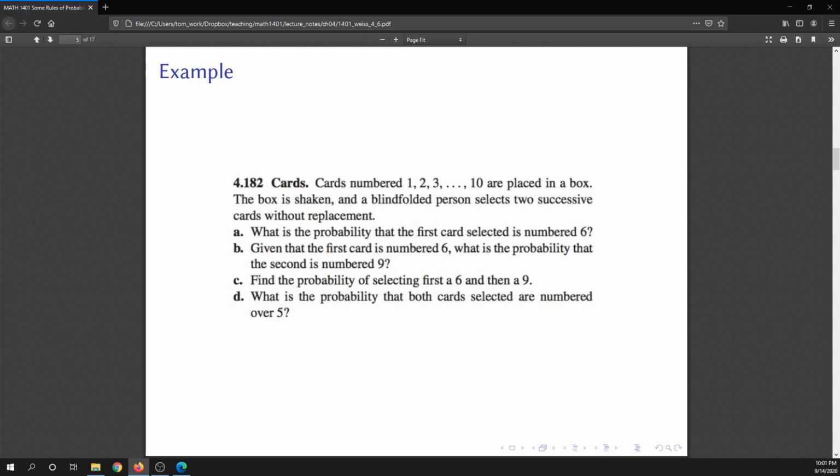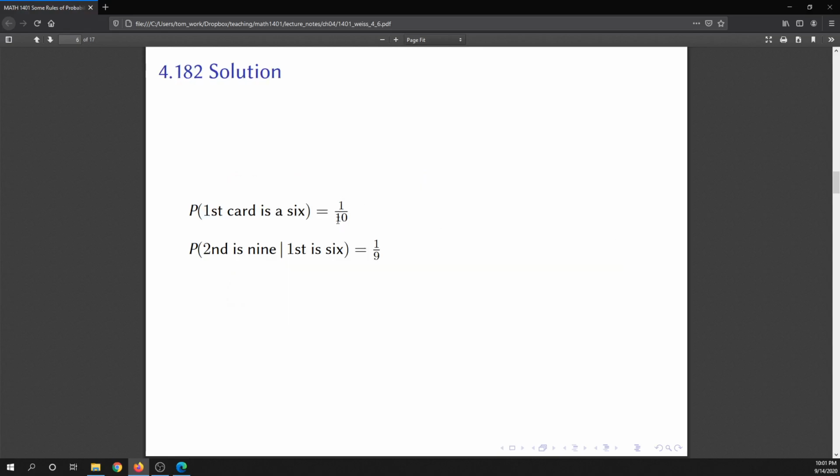In part A, what they want to know is what is the probability that the first card selected is numbered 6. At that point, there are 10 cards in there, and there's only one of those cards that is numbered 6. And so the probability is 1/10 that the first card is a 6.